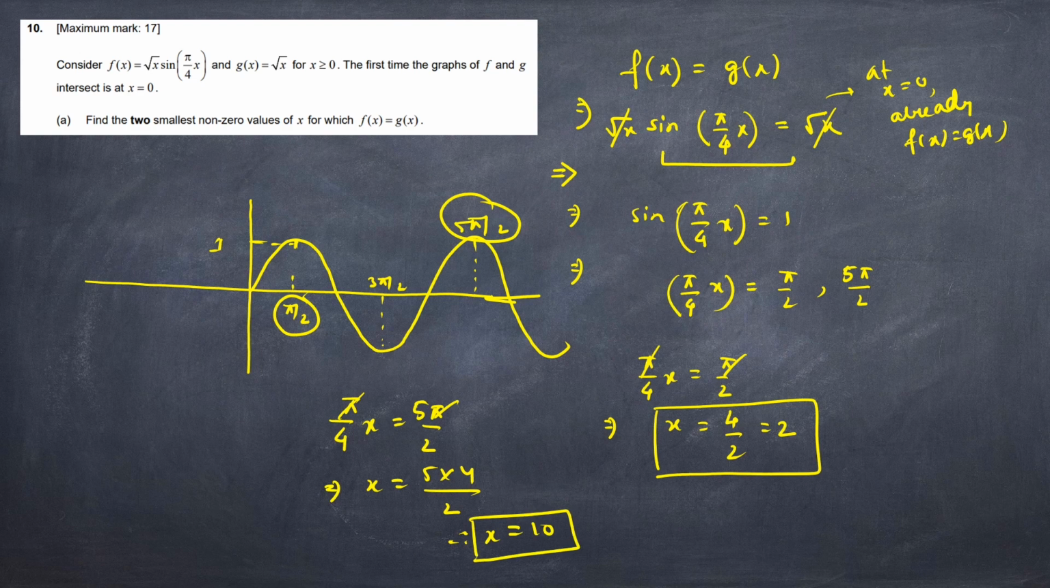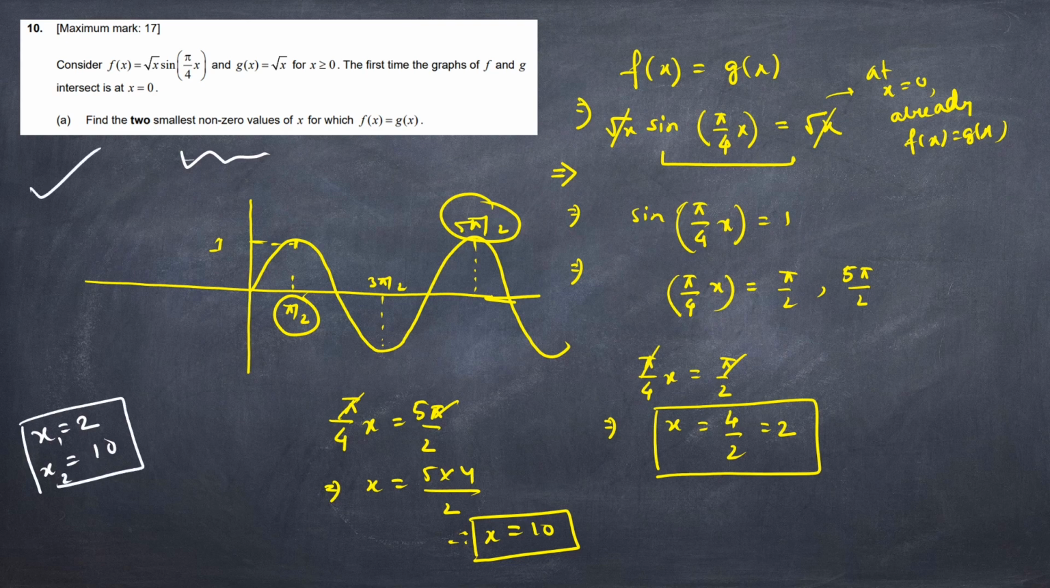So the two non-zero values we have got are, first one x equals 2 and second one x equals 10. So we can write it in this way also. So this was the answer for 11a.